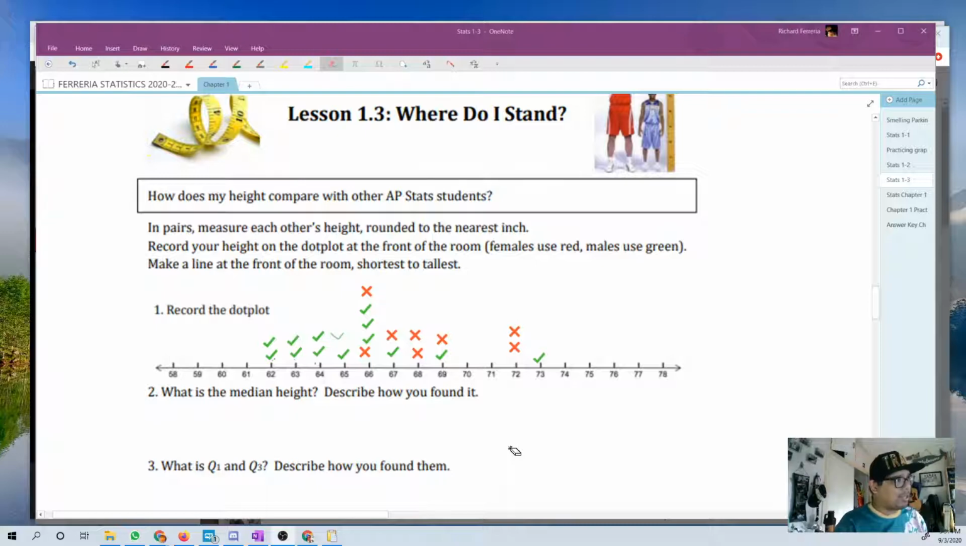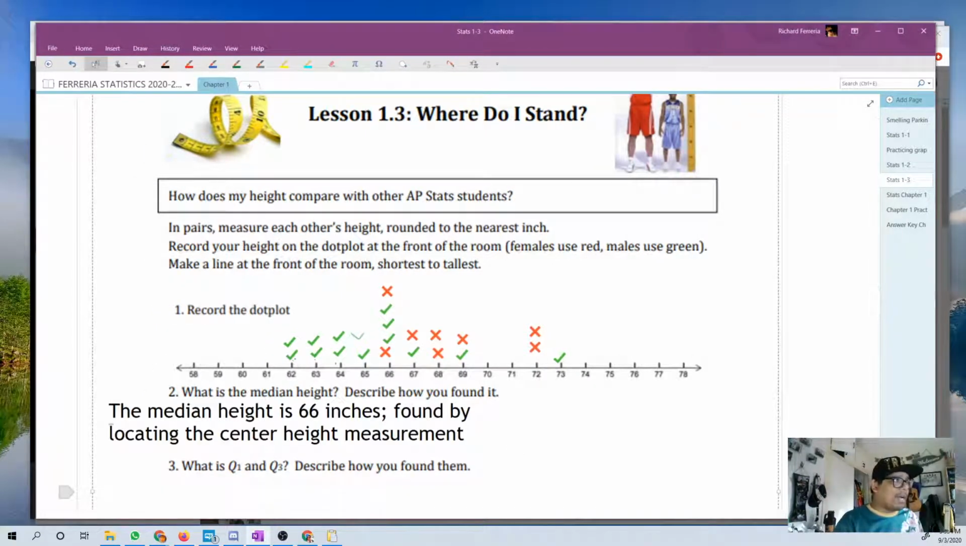So the first question is median height, and how exactly do you find it? Well, we have a whole video on finding the median height, which I'll link somewhere in the corner here. And then we'll describe how we found it. We found that the median height is 66 inches, and you find that by locating the center height measurement. So if you'll notice, somewhere in this 66 set of data, these 5 people, one of those is going to be the center measurement.